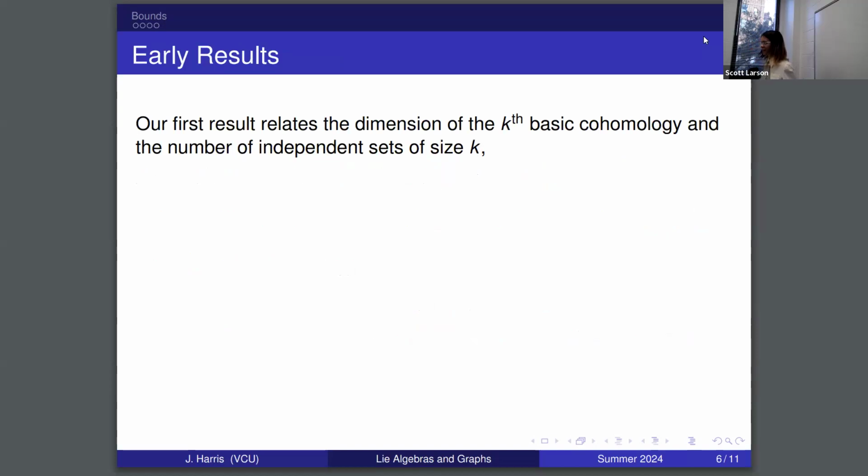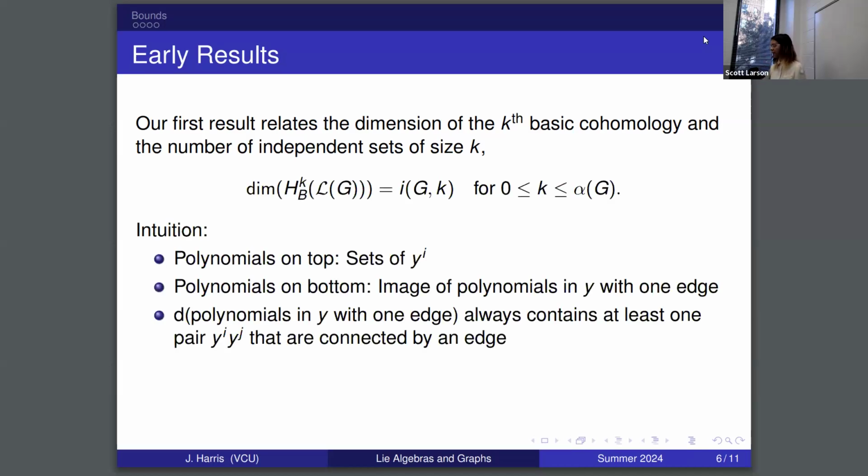Yeah, but now that we've got the definitions, all the things that we need to start, this is where we kind of started working on things. We can get our first most basic results. The first one relates the dimension of the kth basic homology with the number of independent sets of size k. This is what's going to start really building our connection between Lie algebras and graphs. The dimension of the kth degree basic homology on the Lie algebra that we take from a graph is going to be equal to the number of independent sets of size k from that original graph.